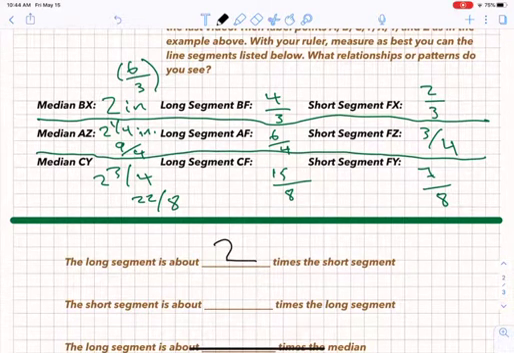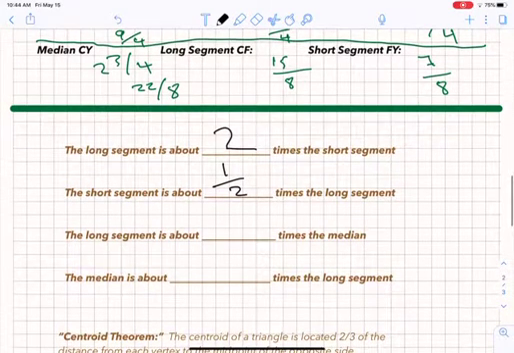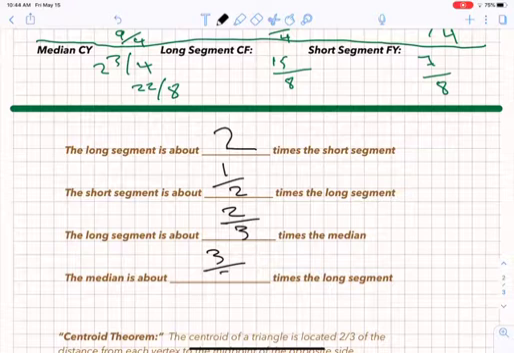The long segment is about 2 times the short segment, which means the short segment is about half the long segment. Okay, the long segment is going to be about 2/3 of the median. You can think of those medians as being broken up into 3 parts. 2 of the parts are in the long segment, and 1 of the parts is in the short segment, which means that the median is about 3/2 times the long segment.